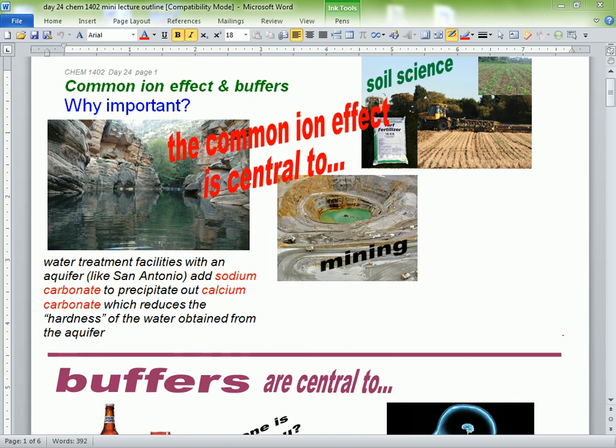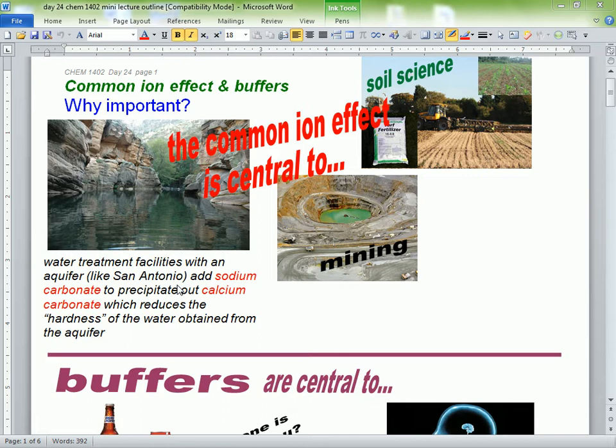The common ion effect and buffers. So what's going on here? For example, in San Antonio, we have pretty good water. It comes from an aquifer, right? Except that means there's a lot of dissolved ions in there. So they call that hard, very hard water.